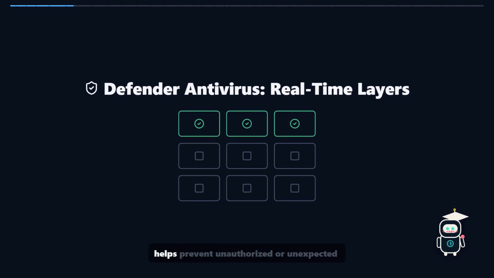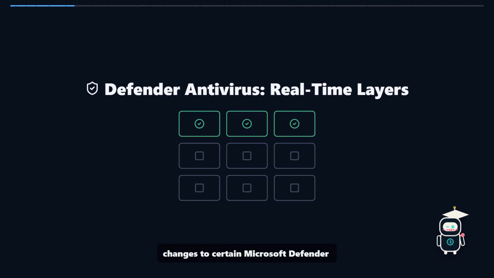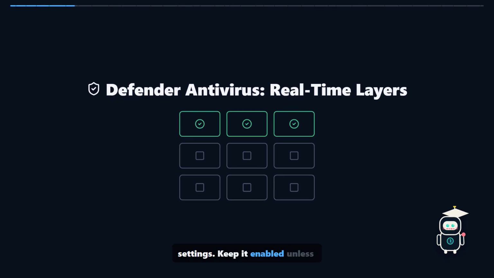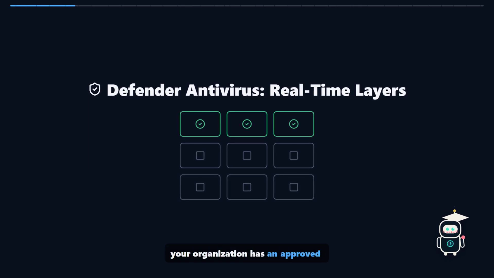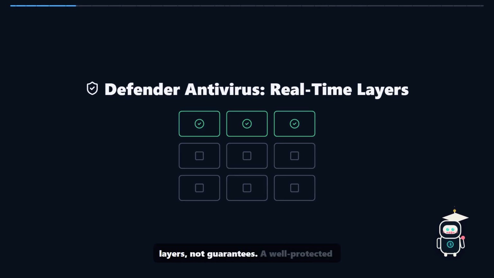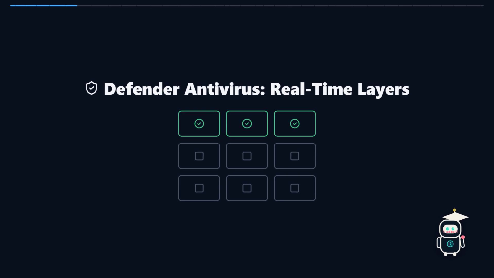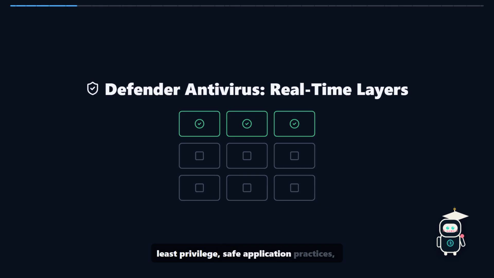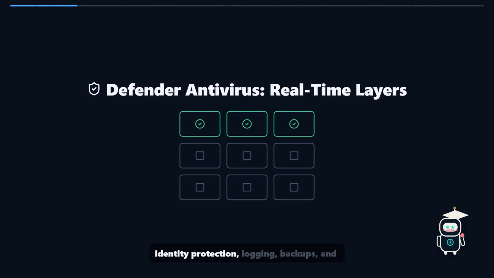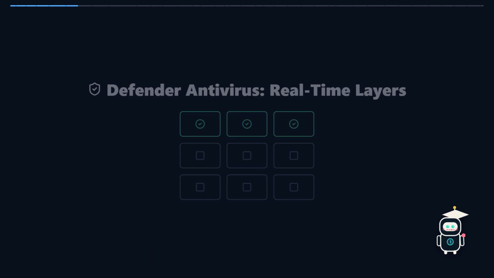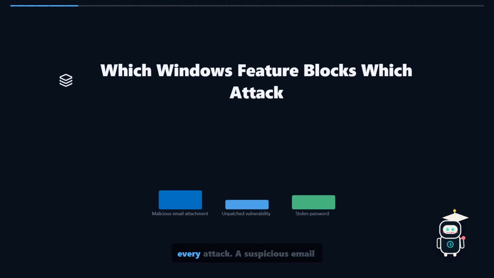Tamper protection helps prevent unauthorized or unexpected changes to certain Microsoft Defender settings. Keep it enabled unless your organization has an approved management or troubleshooting reason to change it. These controls are layers, not guarantees. A well-protected Windows device also needs patching, least privilege, safe application practices, identity protection, logging, backups, and a response process. No single Windows feature stops every attack.